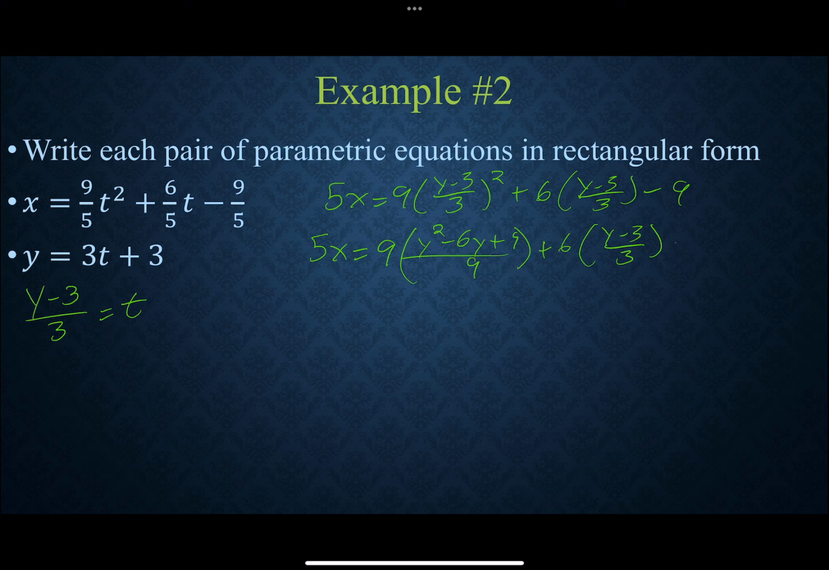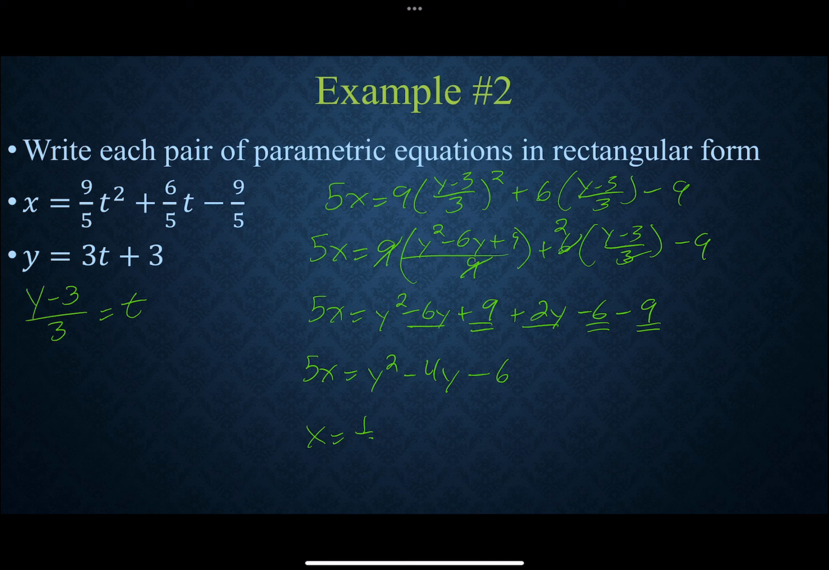And then when we distribute the number on the outside multiplying inside, you'll find the 9s cancel each other. And then the 6 reduces down to a 2 because it cancels with the 3. So we really have y squared minus 6y plus 9, and then 2y minus 6 minus 9. That allows us to combine the y terms. Negative 6y and 2y is negative 4y. Positive 9 and negative 9 cancel, so it just leaves the negative 6 behind. And then dividing the 5 back, we get 1/5 y squared minus 4/5 y minus 6/5.